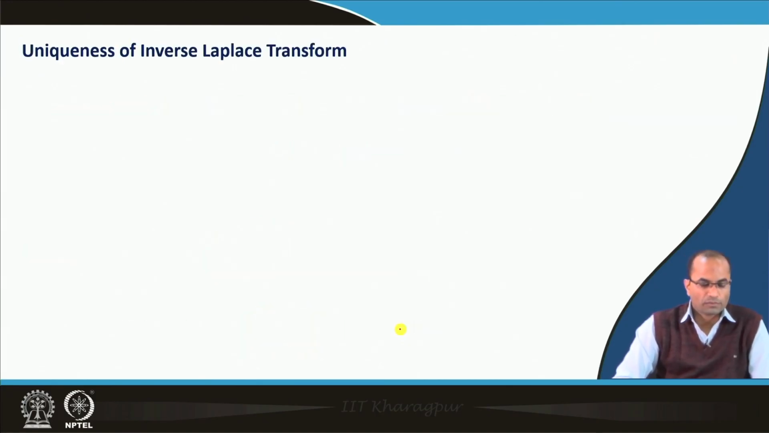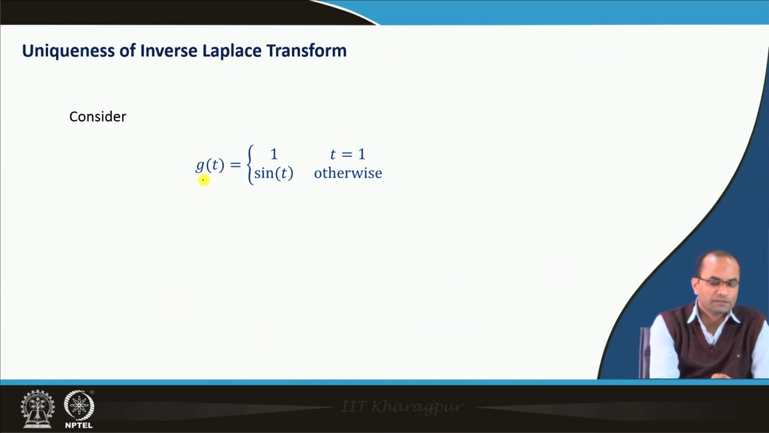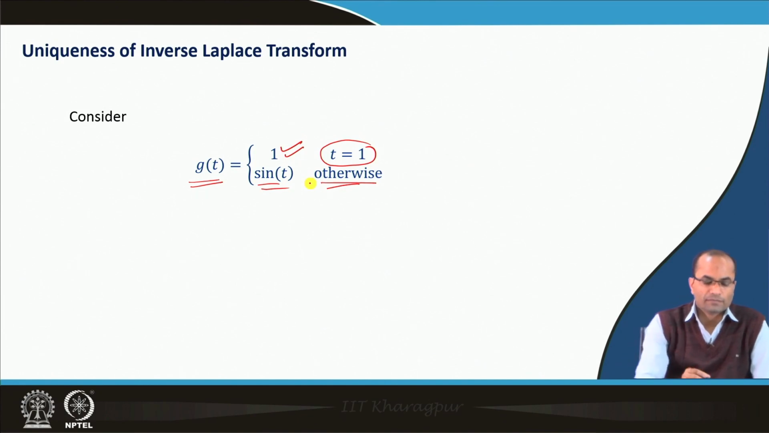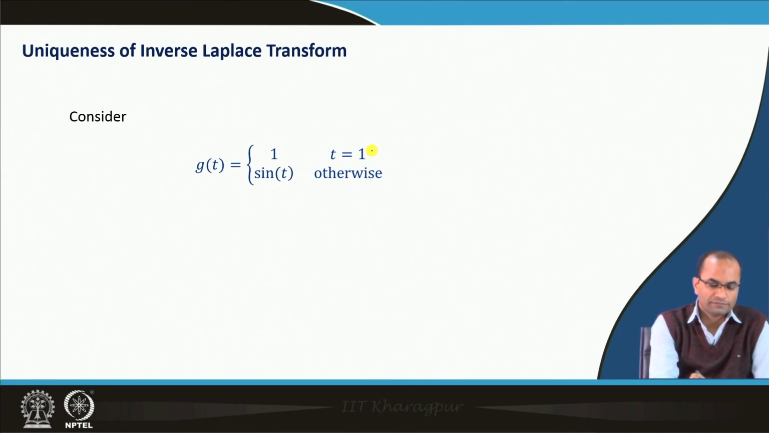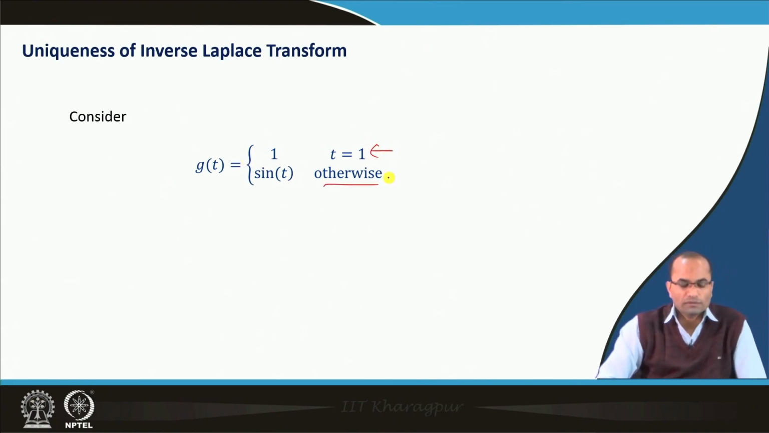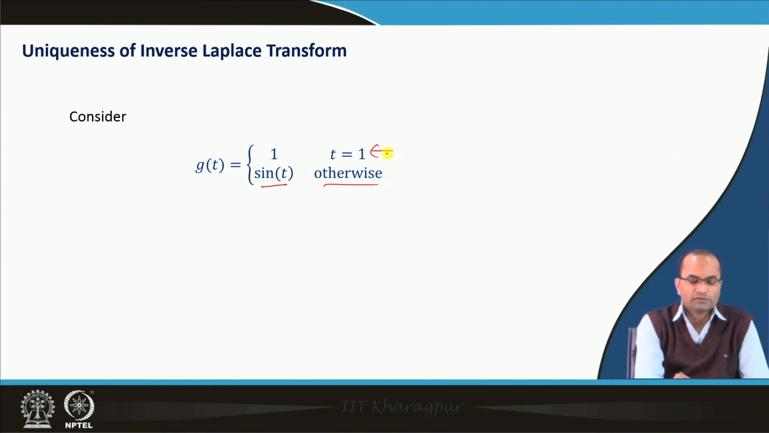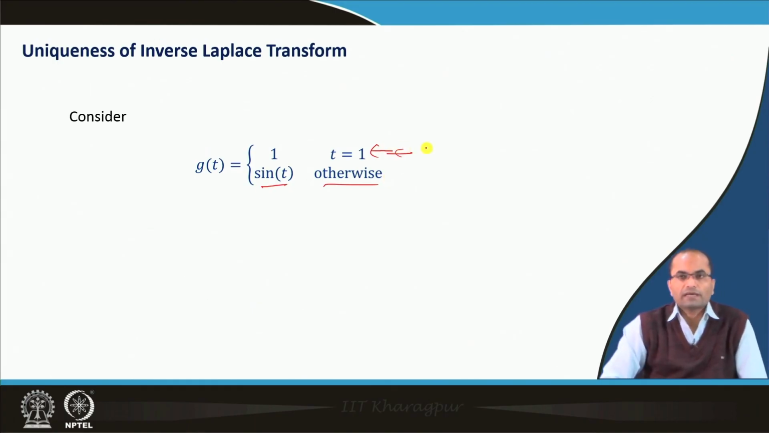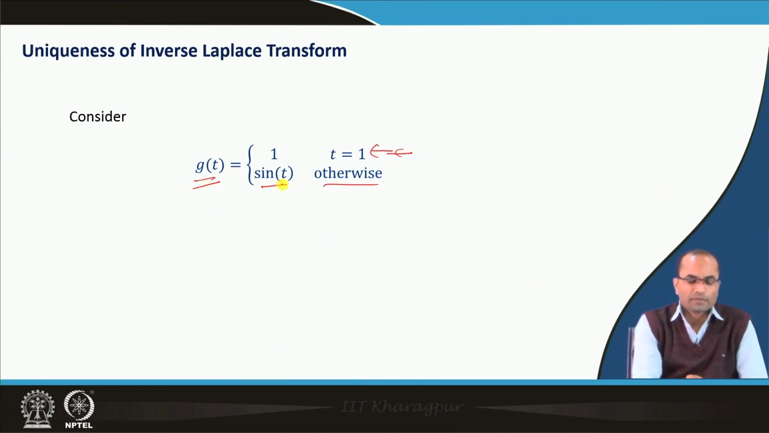But there is a problem here. For instance, consider the function g(t), which we define such that at t equal to 1 the value is 1, and otherwise it is sin t. So, at t equal to 1 it is not sin 1, but we have defined a different value, 1, and other than t equal to 1 we have sin t. Actually, we can define many such finite points where the value differs for this function g(t), and otherwise it is sin t.